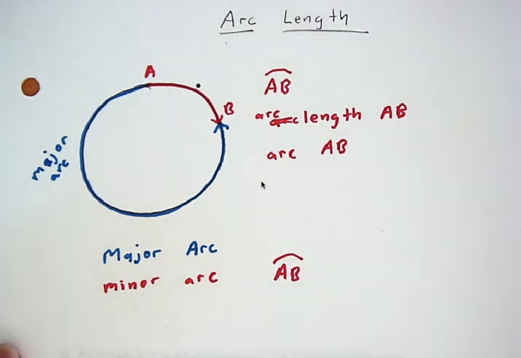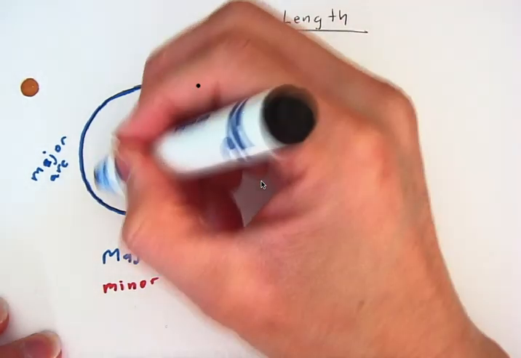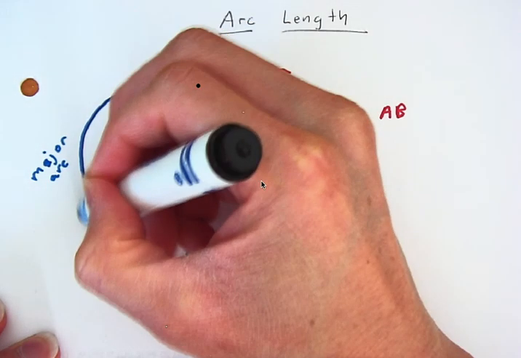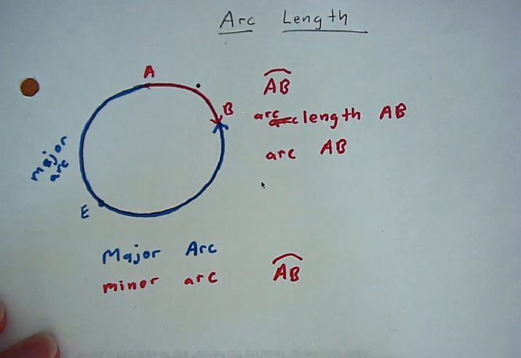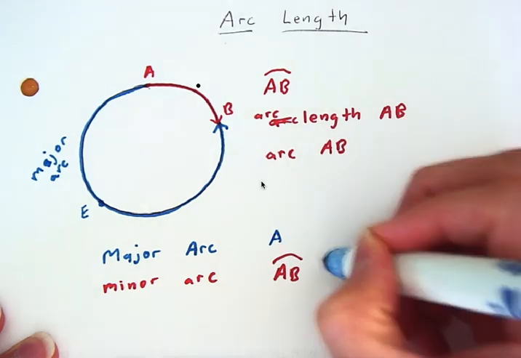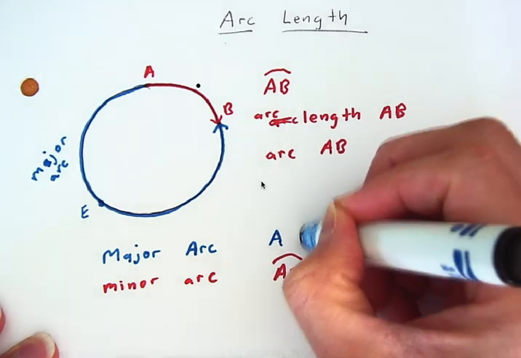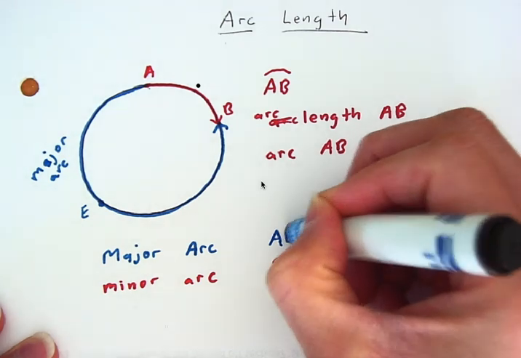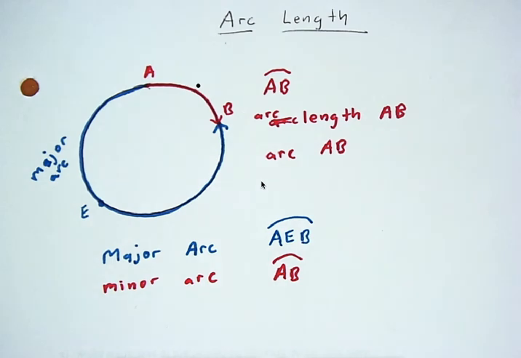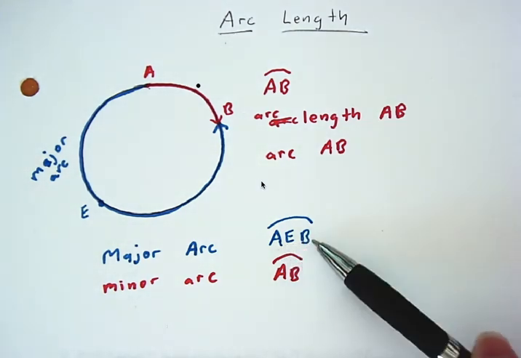If I wanted to write a symbol for my major arc, you actually need at least one more point. So you need another point somewhere in here. Let's say we'll call that E right there. And so the symbol for a major arc, you'd actually need three letters. You start at A, and we're going to go to B, but go through E. So this right here is the notation for the major arc that starts at A, goes through E, ends at B.